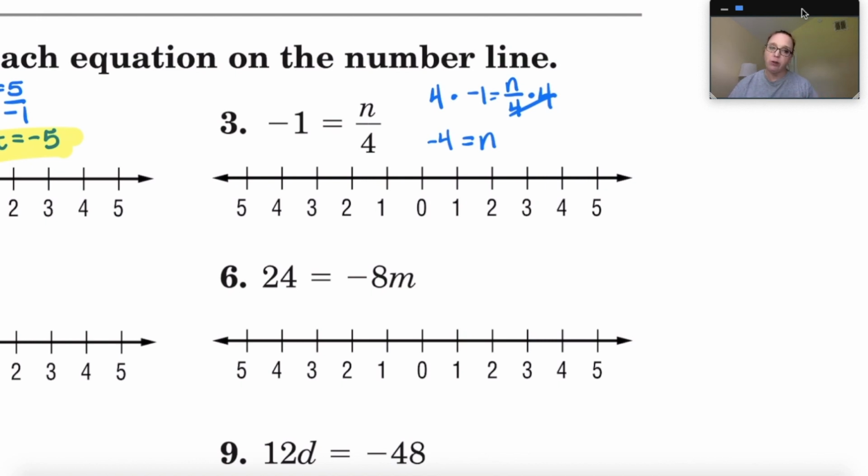I don't have to rewrite this. So I'm going to find negative 4. Remember, those negative signs didn't show up, so we add those. So I find negative 4 right there. I'm going to shade it, and I'm also going to go here and I'm going to highlight that answer.